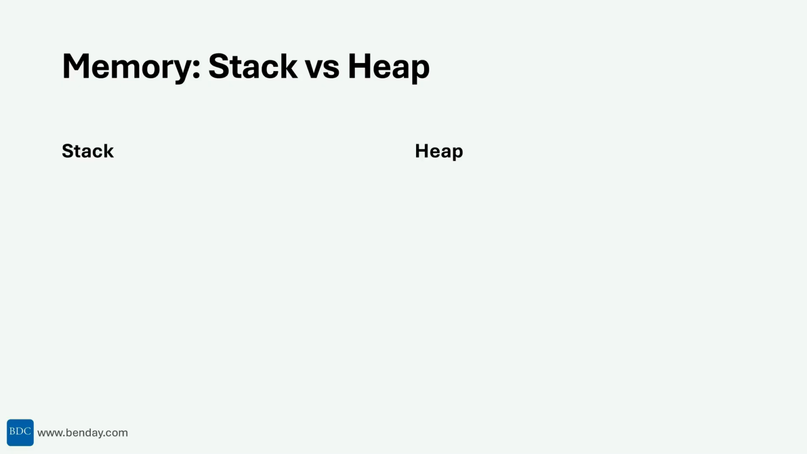The stack is super fast and organized. Think of it like a stack of plates. You can only add or remove from the top. Local variables and method parameters usually live here. When a method ends, its stack space is immediately reclaimed. The stack is small, typically just a few megabytes. That's why you get stack overflow with infinite recursion.